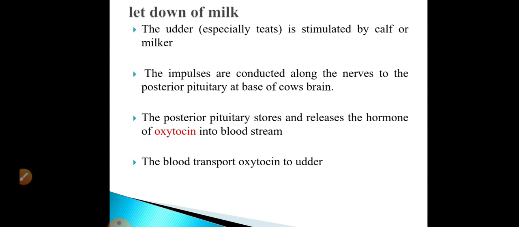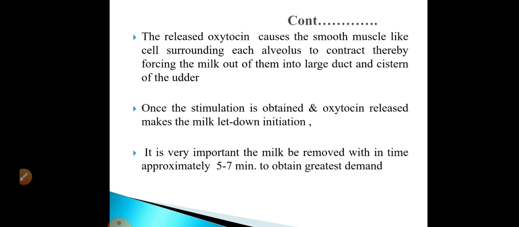and that blood transports oxytocin to the udder, and the released oxytocin causes the smooth muscle like cells surrounding each alveolus to contract, thereby forcing the milk out of them into a large duct and the cisterns of the udder, and that released oxytocin causes the contraction of the smooth muscles which surround each alveolus of the udder.